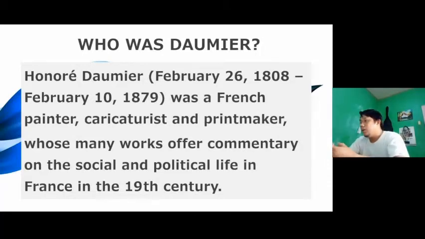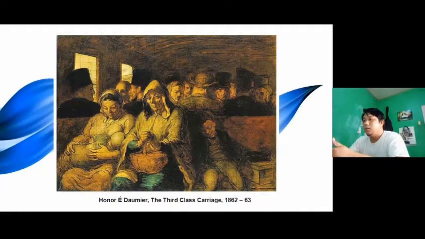Okay, he makes caricatures, for example, an image of a person, right? So it is like sculpture already. Then printmaking, he makes prints. And then he is also a realist painter. Okay, so this is his work, The Third-Class Carriage.